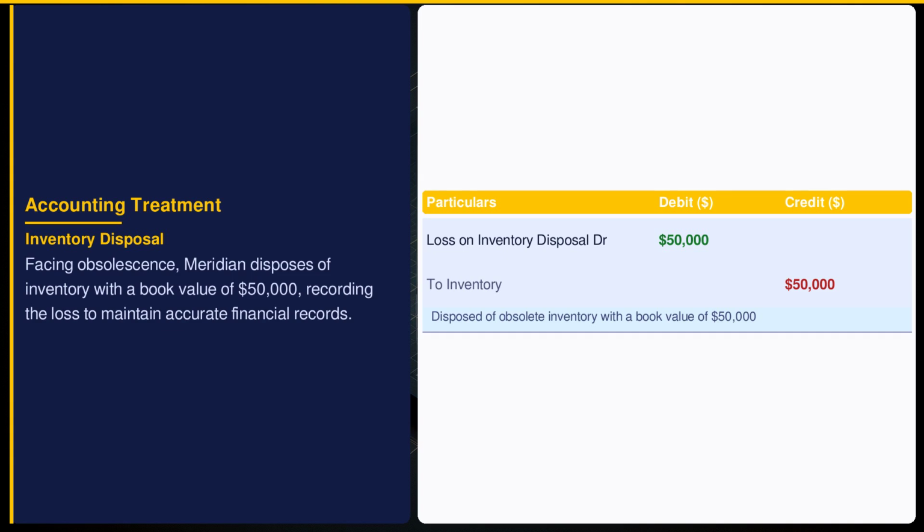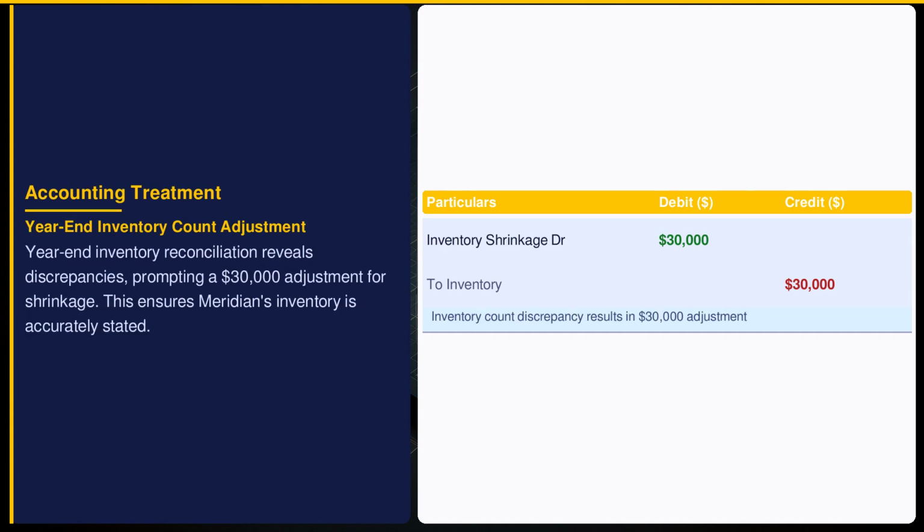Disposing obsolete inventory is crucial under all frameworks to avoid overstatement of asset values. By recording a $50,000 loss, Meridian ensures transparency and accuracy in financial reporting, reflecting true operational efficiency and asset management. Year-end adjustments are vital for accurate financial reporting.